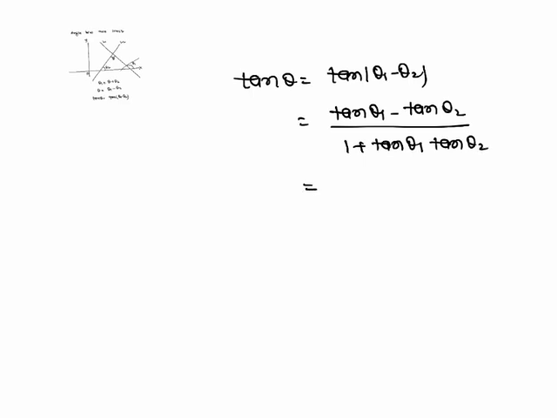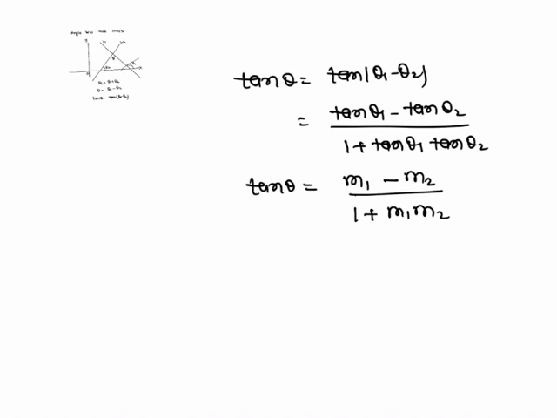Tan theta 1 we can say is the slope of the first line, and tan theta 2 is the slope of the other line. So it is (m1 minus m2) upon (1 plus m1 m2). So this is the angle between two lines. There are two angles between two lines, one is acute and one is obtuse.